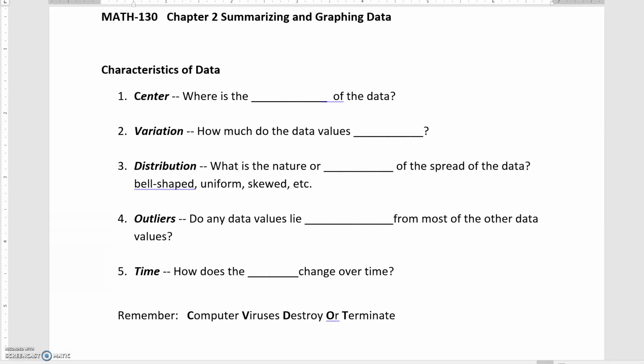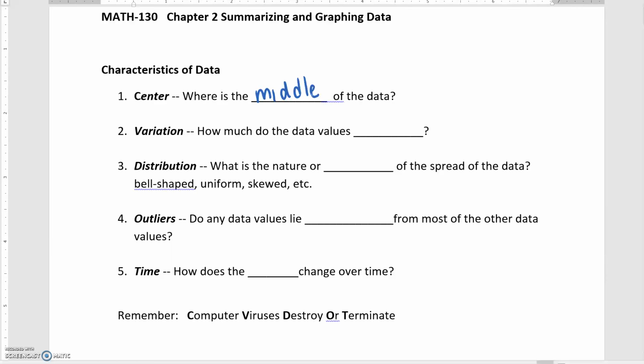In this video, we're going to learn how to make frequency distributions. Before we do that, we're going to learn some common terms that you'll see when we're talking about data. So the first characteristic of data we want to talk about is the center. Where is the middle of the data?